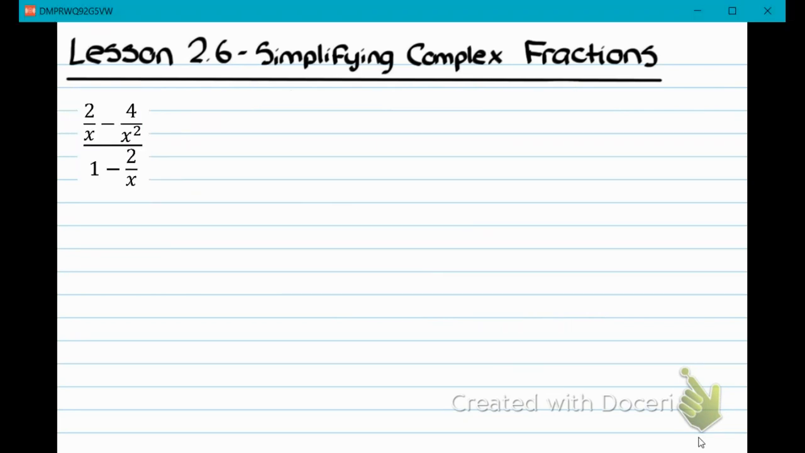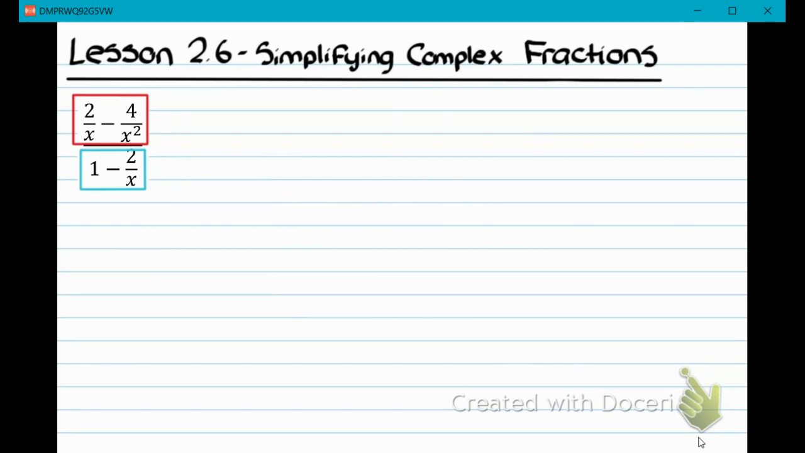All right, so on to question 2. So this one looks a little bit different, still the same concept. So you want to box off what the numerator is, which is 2 over x minus 4 over x to the second, and then box off the denominator, which is 1 minus 2 over x. So we have to get both of those to be one fraction. So you're going to do subtraction, and your rules for subtraction 2 times.